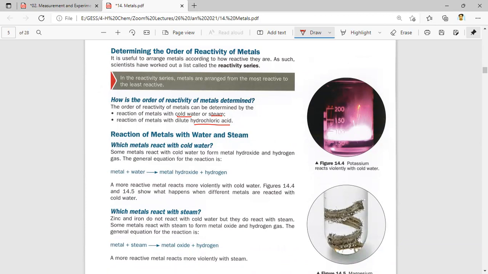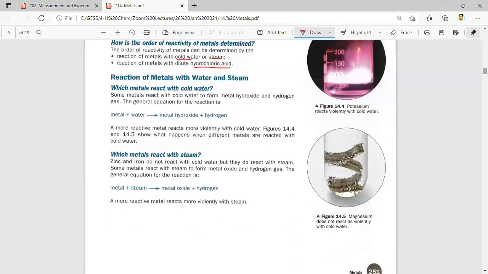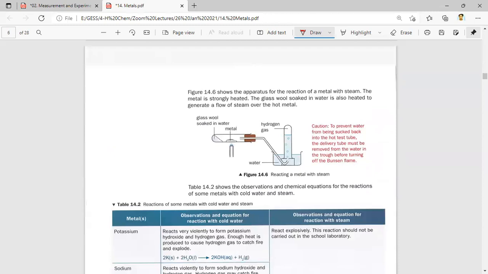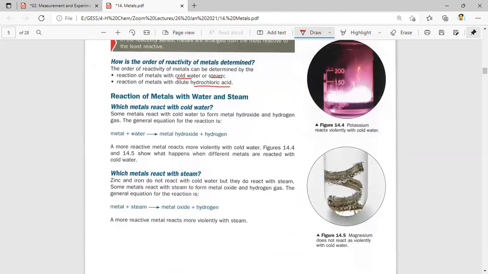Before we jump into the reactivity, this is what happens when metal reacts with cold water, metal reacts with steam, plus metal reacts with acid. Later on, we will look at metal reacting with acid. First things first, in terms of cold water and steam, what's the difference? You say, isn't steam and water the same thing? Cold water is water in the liquid form. Steam is water in the gaseous form.